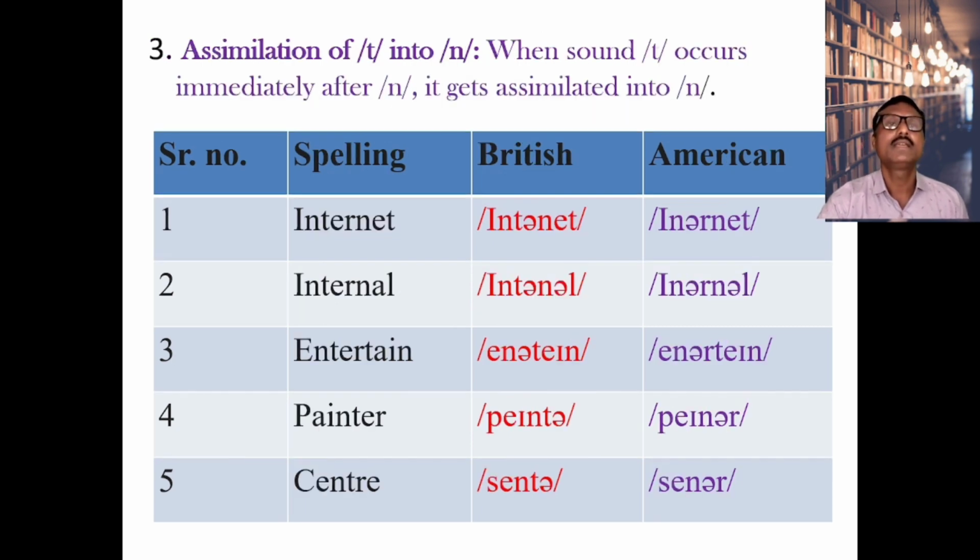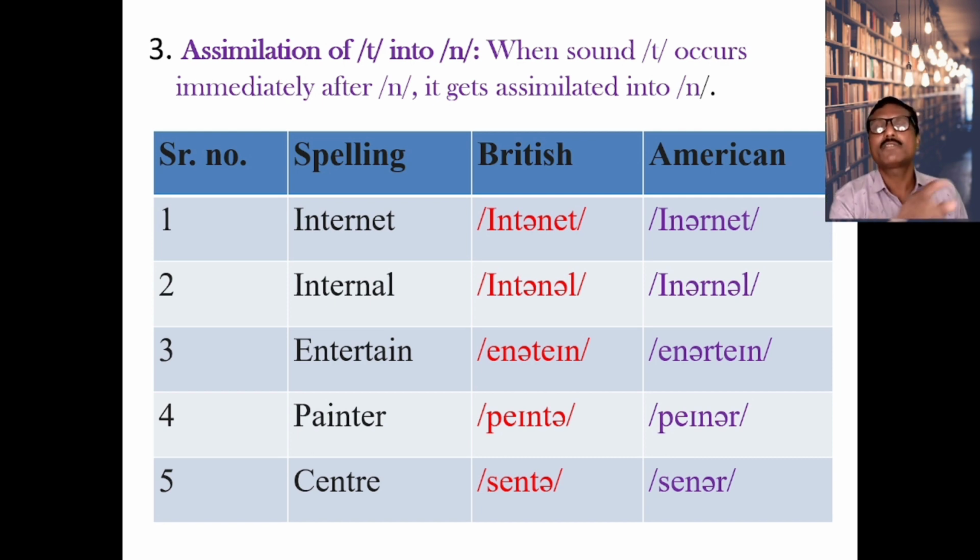Now let's move on to the next difference. What they do is they also assimilate the t sound into n. And when do they do it? They do it when the sound t occurs immediately after n, it gets assimilated into n. I think you're not getting the point. If the t sound occurs immediately after n, as in "int", this t gets assimilated into n. In fact, it is omitted out.